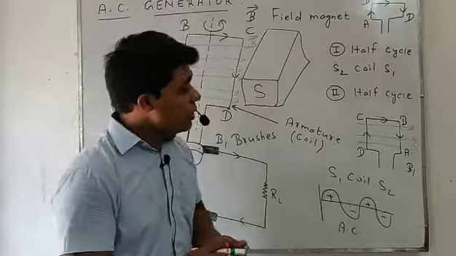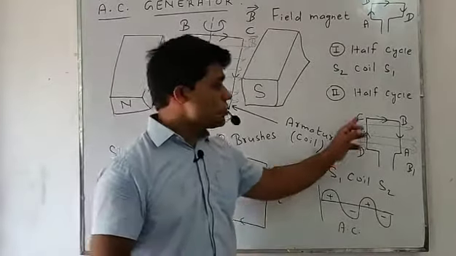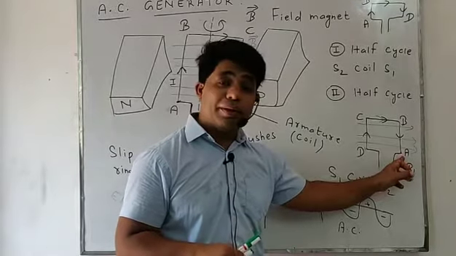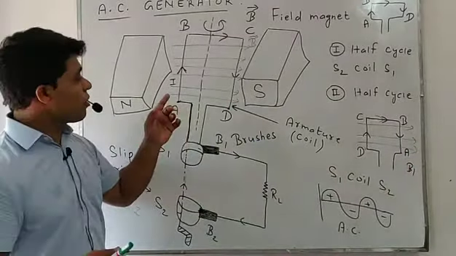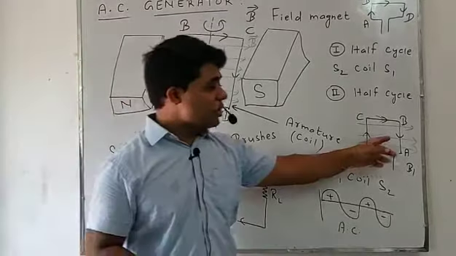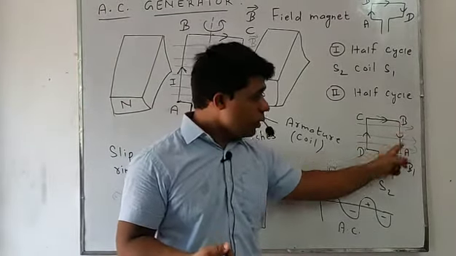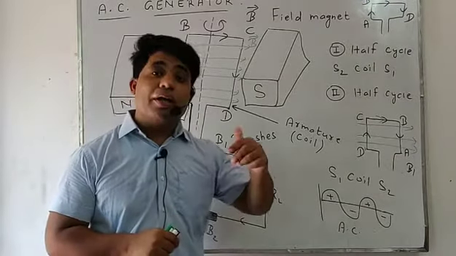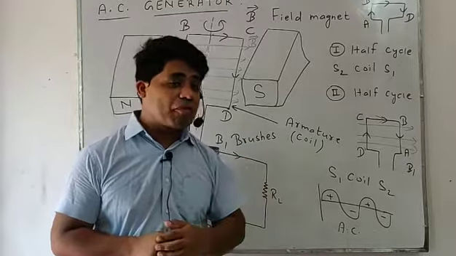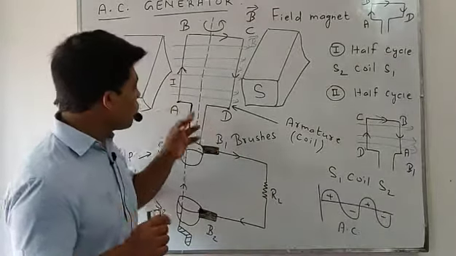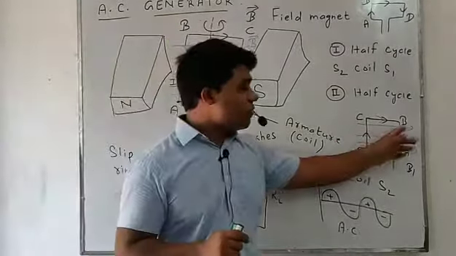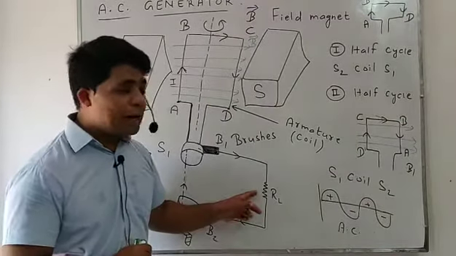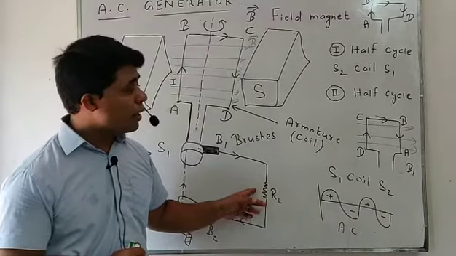Understood? So see, when the current moves from D to C in second half cycle, it is moving from B to A. What was the direction of current in first half cycle? A to B. What is the direction of current in second half cycle? B to A. So it is an alternating current. Current is changing its direction in every half cycle. So you get alternating current at output load resistance.